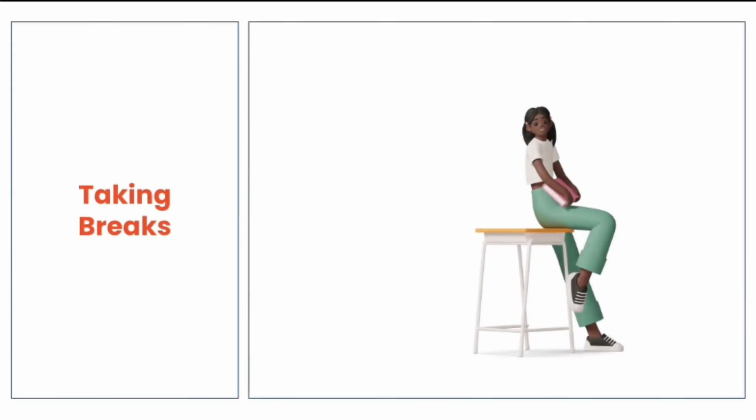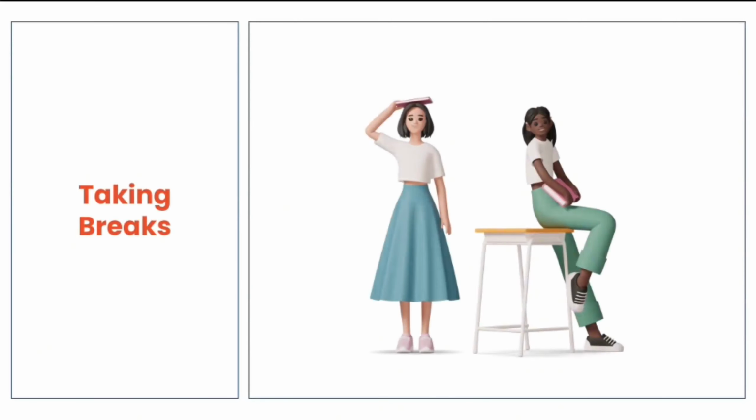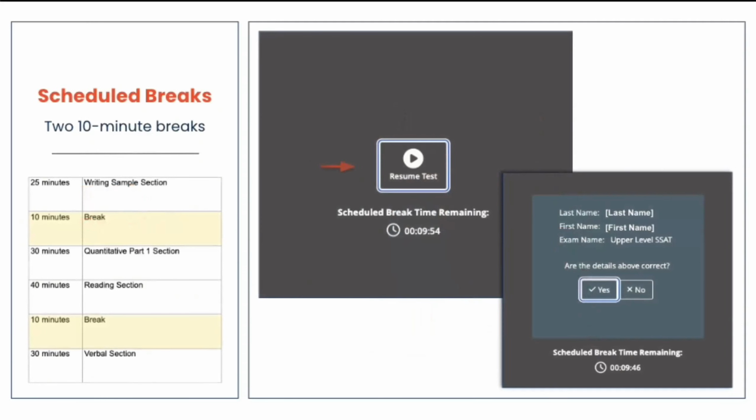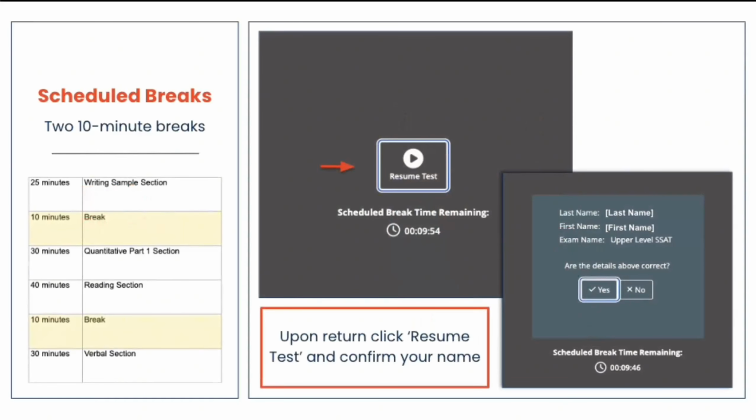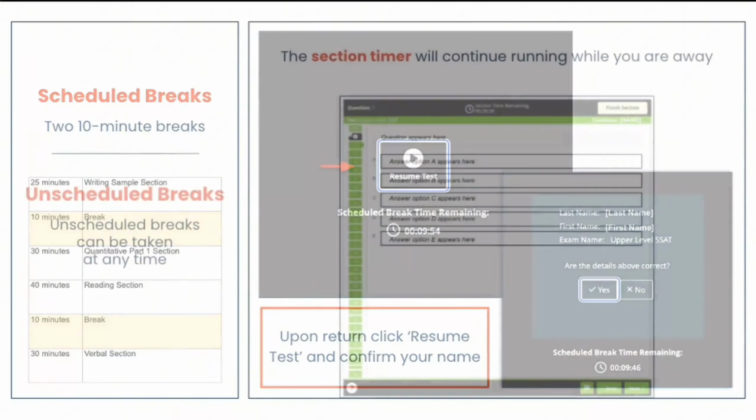We'll now discuss taking breaks. During the SSAT, there are 2 scheduled breaks. During this time, you can leave your computer, use the restroom, or have a snack you brought with you in the waiting area. It's important to remember that once the break timing is over, the next section will automatically start. So be sure to come back to your computer before the break ends. Also, allow a minute or so for a quick security check before returning to the testing room. When you arrive back, click Resume Test.